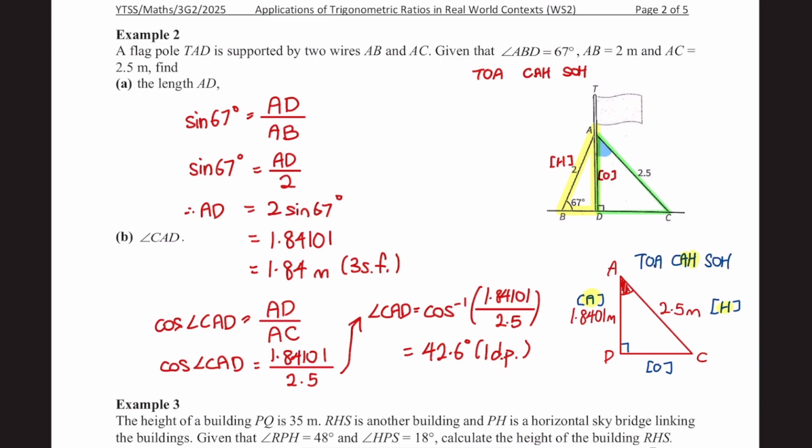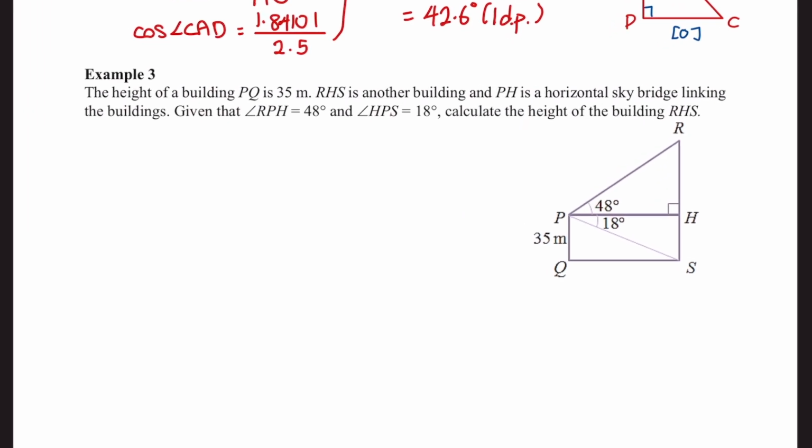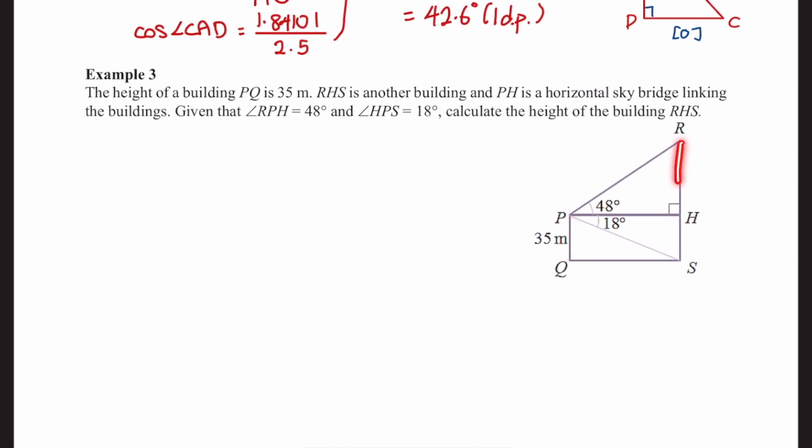Alright, let's now look at example number 3. Example number 3 here, I have the height of the building PQ given by 35 meters. HRS is another building, and PH is a sky bridge linking these two buildings together. So this is building 1, this is building 2. Okay, calculate the height of this entire thing over here.